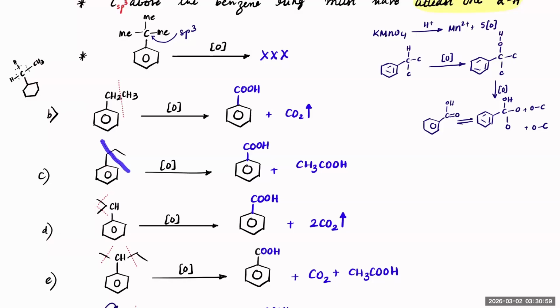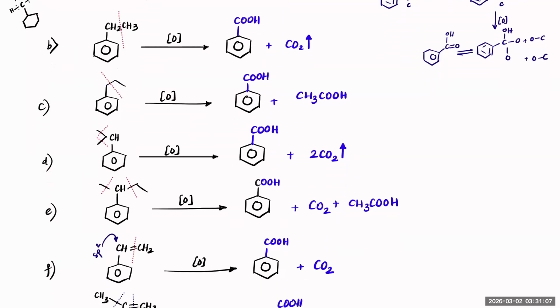Same logic here, break it here, convert this to carboxylic acid. Two carbons will again convert into acetic acid here. Same way here also there is one hydrogen, so break it here: benzoic acid and 2 moles of carbon dioxide. Here also break it here: benzoic acid, 1 mole of carbon dioxide and 1 mole of acetic acid. This one is acetic acid.